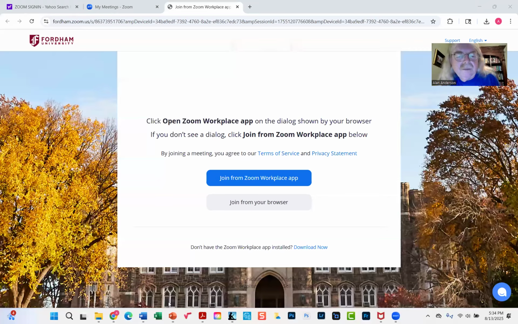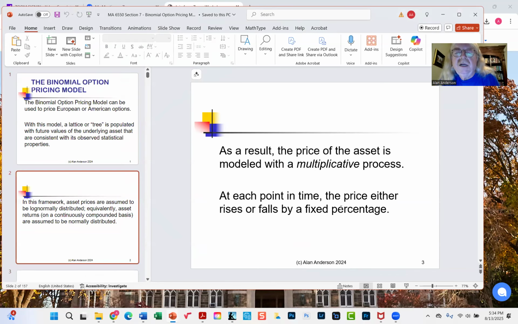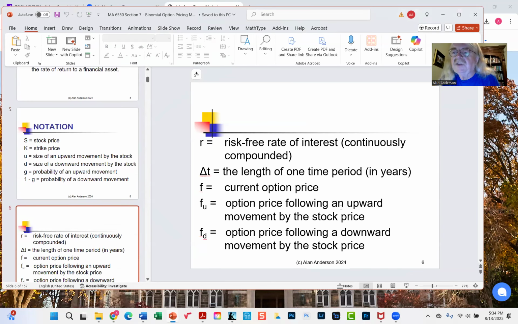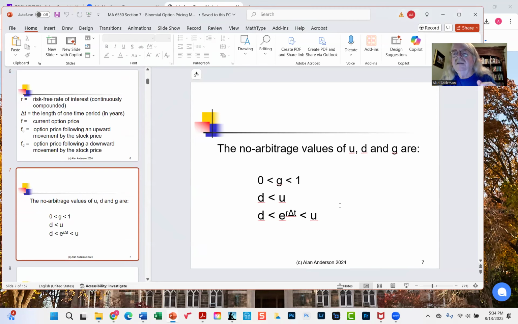All right. So what I wanted to do here was first go over from yesterday's discussion about the binomial option pricing model, the derivation of the formula for P, the probability of moving up on the binomial tree. And of course, that would imply the value of 1 minus P, which is the probability of moving down.